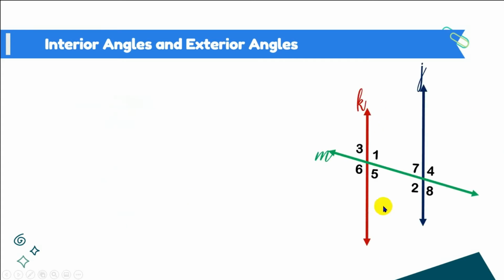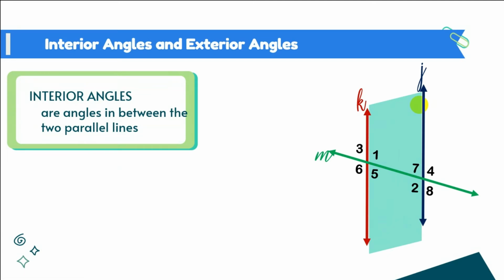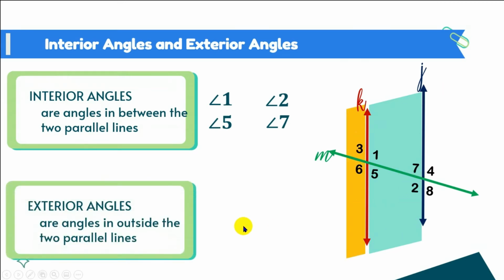How about for this figure? We have line J and line K as parallel lines. Now, for the interior angles, so we have angle 1, angle 5, angle 7, and angle 2. Or angle 2, angle 7. Then, for the exterior angles, these are the angles outside the two parallel lines. So, they are angle 3, angle 6, angle 4, and angle 8.